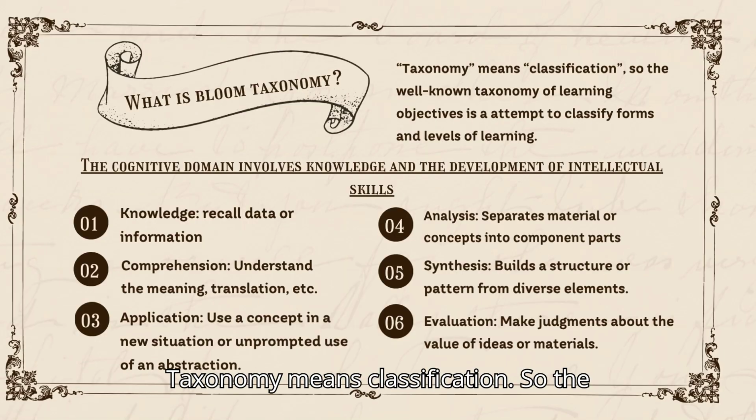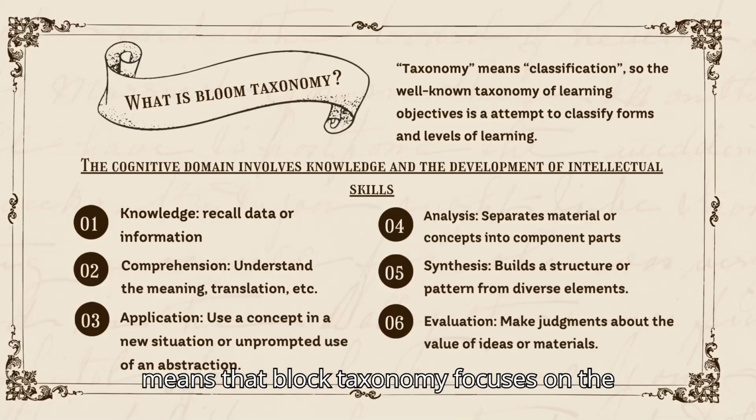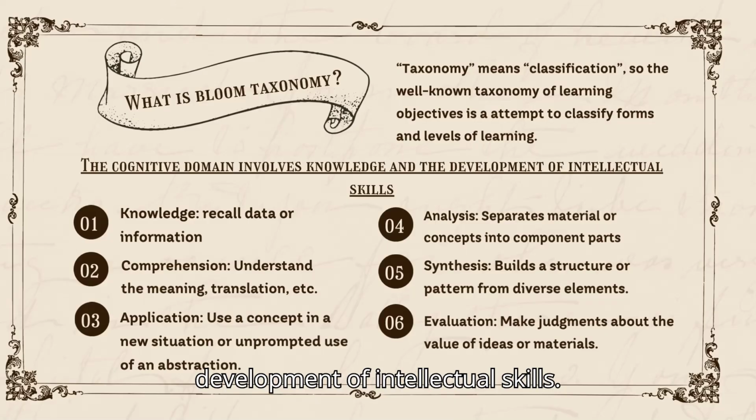Taxonomy means classification, so the well-known taxonomy of learning objectives is an attempt to classify forms and levels of learning. This means that Bloom's taxonomy focuses on the connected domains, and the connected domains involve knowledge and the development of intellectual skills. There are six major categories, which are listed in order here, starting from the simple behavior to the most complex one. The first one is knowledge, and knowledge means to recall data or information.